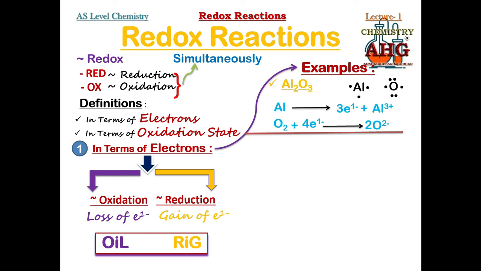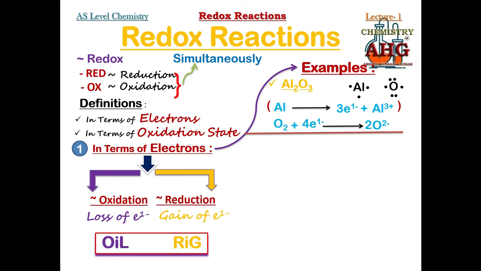Now remember, before taking the sum, we balance the number of electrons in both the oxidation and reduction equations, so that we can cancel them. We can cancel them by having the same number of electrons on both sides. So for balancing electrons, we multiply the first equation by 4.